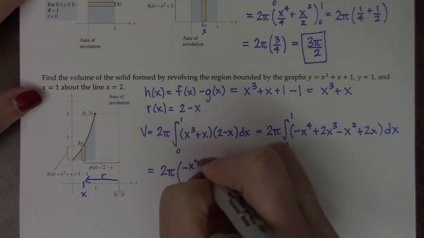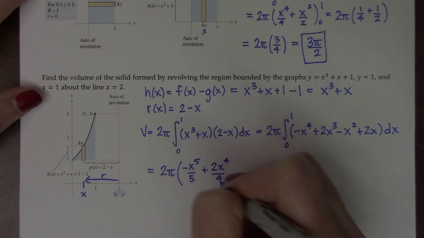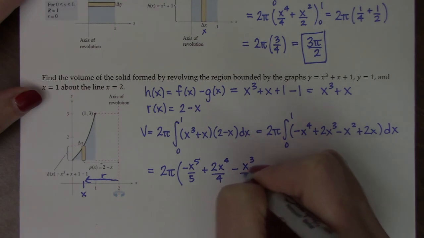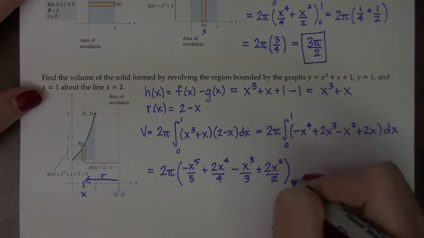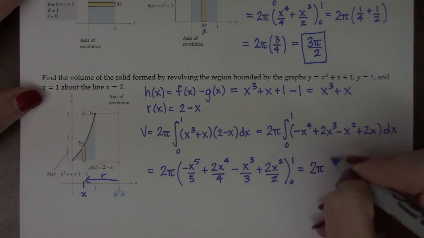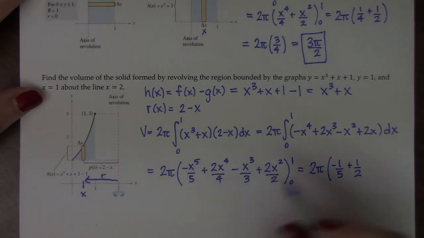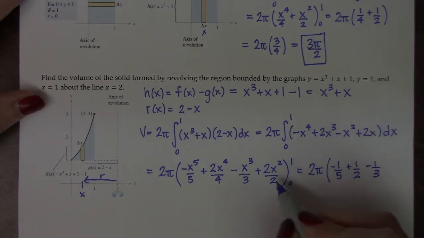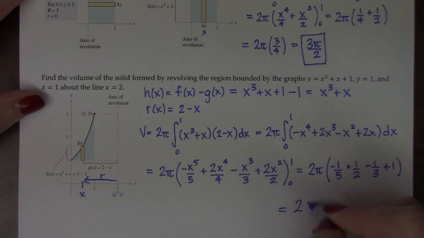and I'll get negative x to the 5th over 5 plus 2x to the 4th over 4 minus x cubed over 3 plus 2x squared over 2, and I've only got to go from 0 to 1. So this is going to give me 2 pi times negative 1/5. 2 over 4 reduces to 1/2. Then I get minus 1/3. And then the 2's cancel, and I'll get plus 1. And so this works out to be 29 pi over 15.